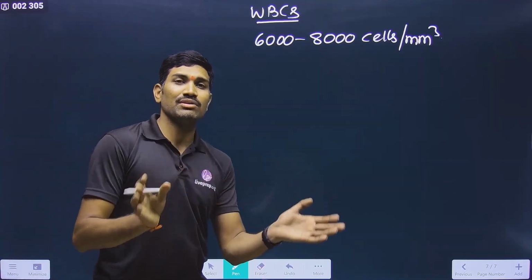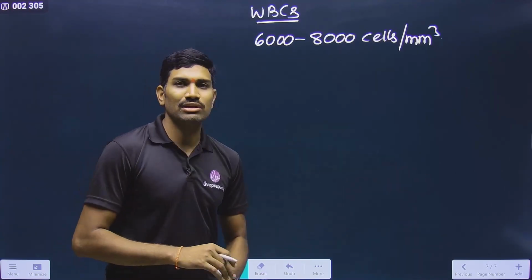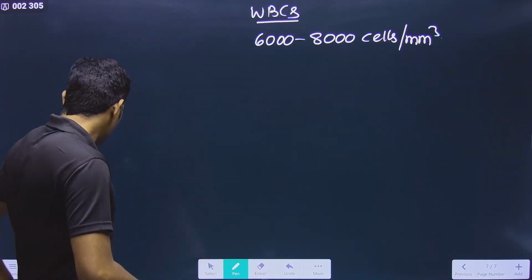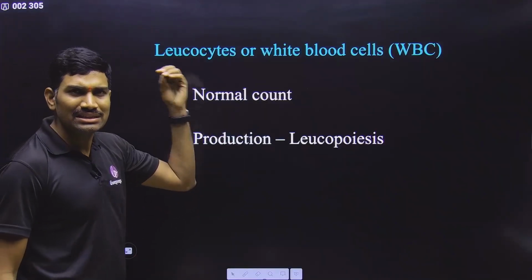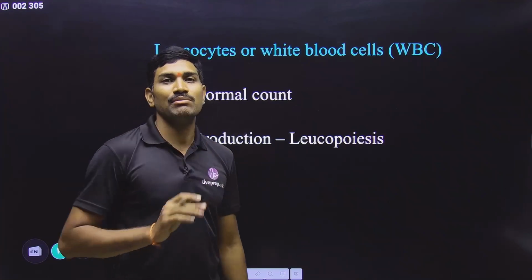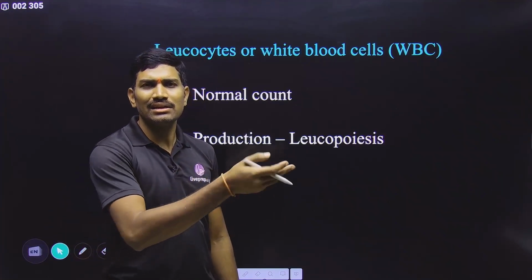WBC means all the types of WBC. Now I will tell you the types also. All of them combined, this is the average value. So in this way, this is the normal count. So that means these are the least abundant. Most abundant are RBCs. Least abundant are WBCs. Medium abundant are platelets.